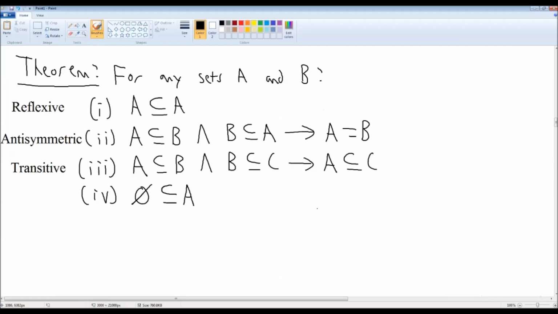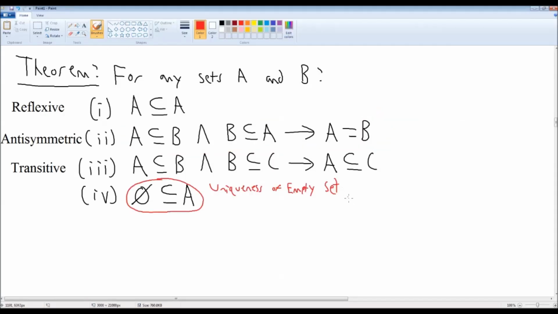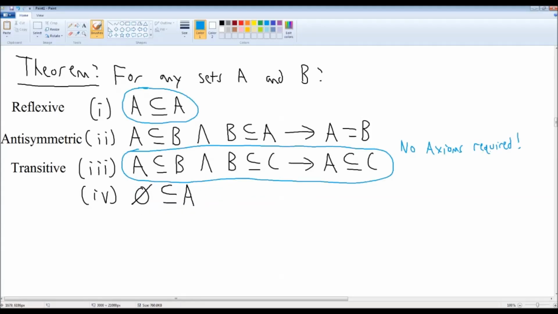So we did it. We proved all four of these properties. There is something very interesting about our proofs, however. To prove two, we had to use the axiom of extensionality. Proof four, we had to use uniqueness of the empty set to even be allowed to write the symbol, which in turn relied on both of our axioms. But to prove one and three, we actually didn't need to use any set theory axioms at all.